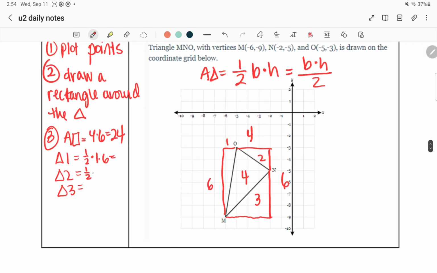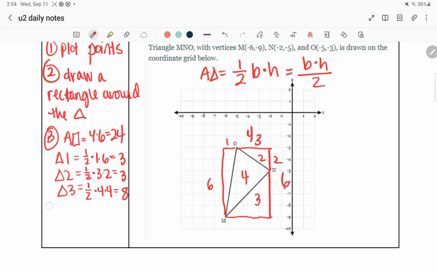Area of triangle 2 is 1/2 times, I see top is 3, side is 2, times 3 times 2, and triangle 3 is 1/2 times 4 times 4. So plug those into my calculator. This is 3, this is 3, and this is 8.